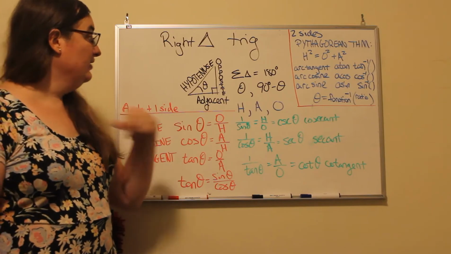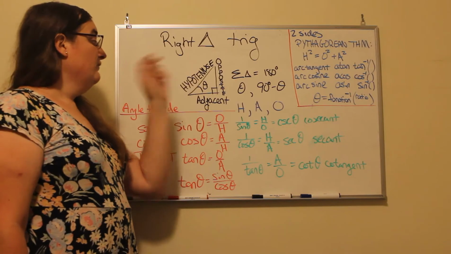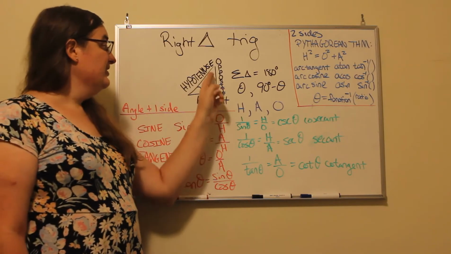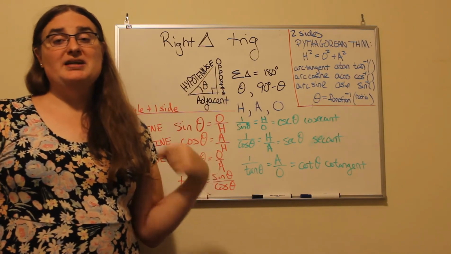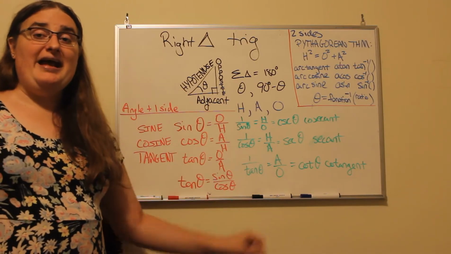And because a triangle has to have all angles add up to 180 degrees, if one of those angles is 90 degrees, then the other angle is forced to be 90 degrees minus theta. That's why I say one unique angle.